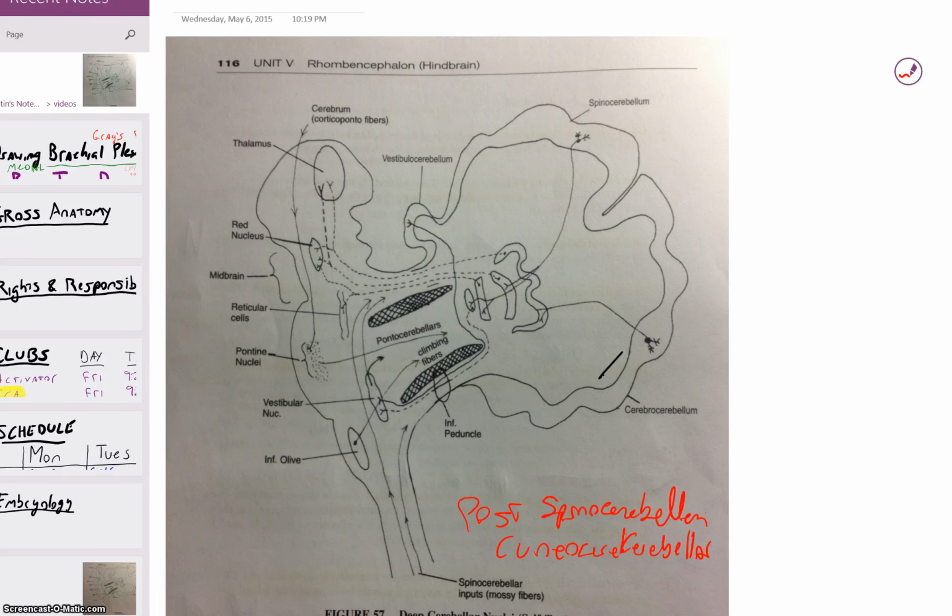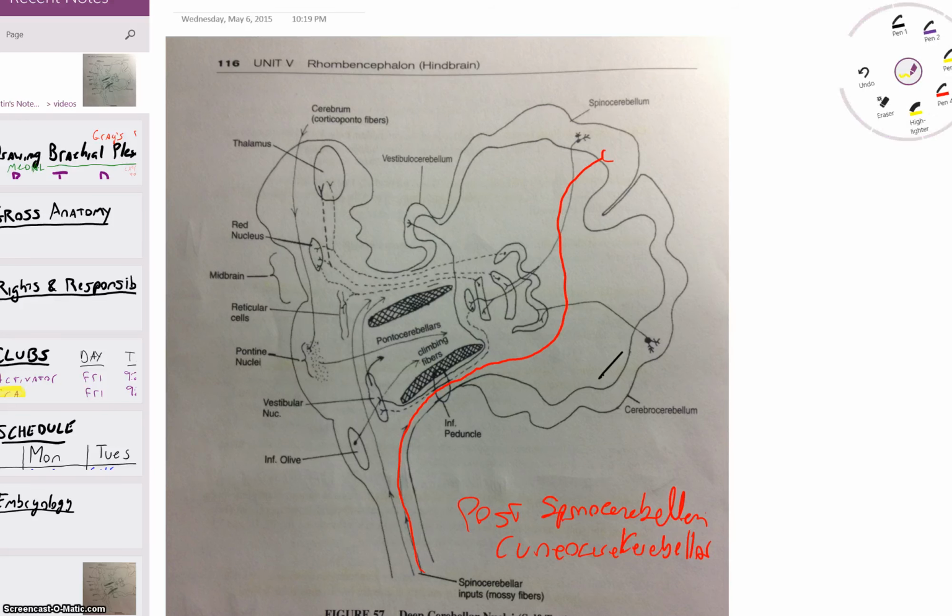So, posterior spinocerebellar and cuneocerebellar, classified as Mossy fibers. We know that from our notes on page 112. So they start down here, somewhere in the cord. They go through the inferior cerebellar peduncle. And now we continue up here to the spinocerebellum.